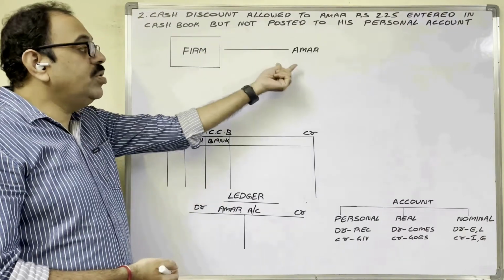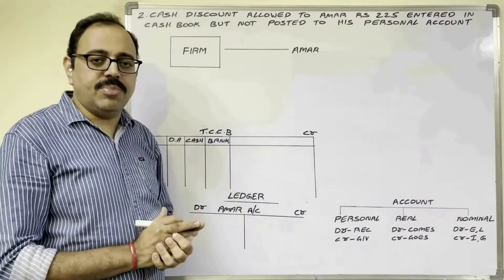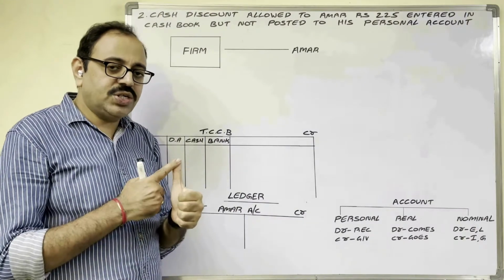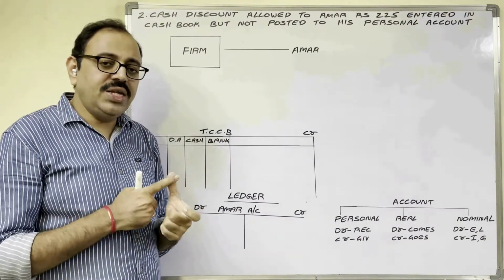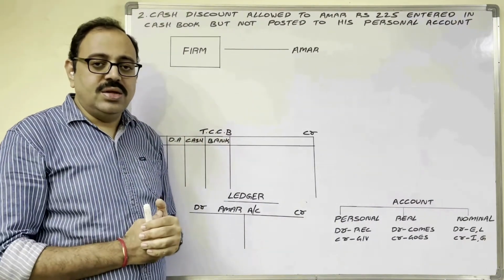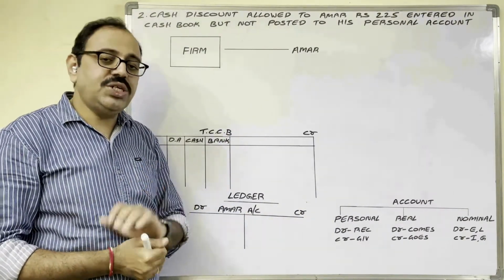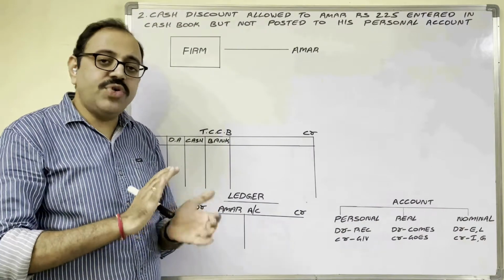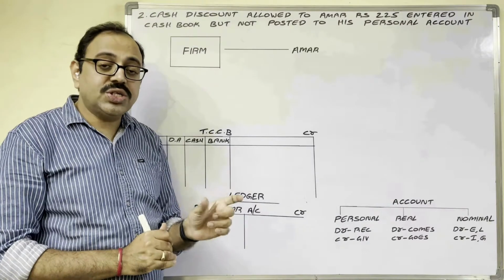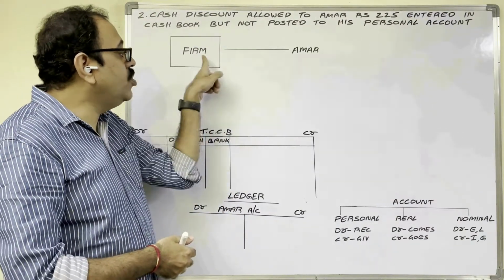The firm allowed discount to Amar. Now the question is, why is the firm giving discount to Amar? This is cash discount. Discount is of two types: trade discount and cash discount. Trade discount means when a buyer purchases goods in bulk from a seller, the discount allowed by the seller to the buyer is known as trade discount. Cash discount means in the settlement of due amounts, if discount is allowed or received, that discount is known as cash discount. Here, Amar has to pay an amount to us.